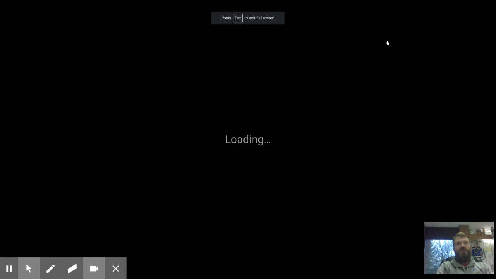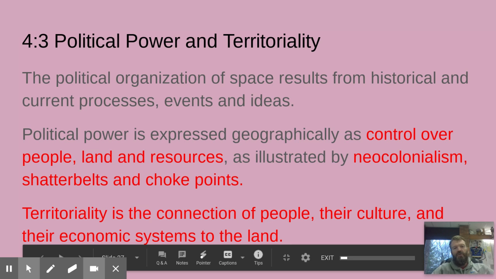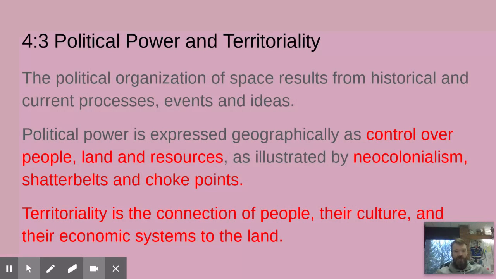All right, today we're going to continue with Unit 4, political patterns and processes, and talk about political power and territoriality. The organization of space means what the map looks like, and how it got that way from the historical process and the current process, events and ideas. In other words, how did this map get to look like it does?